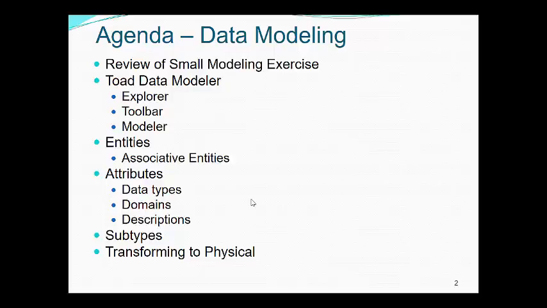We'll look at Toad Data Modeler and the components of it, the main ones being the Explorer, the Toolbar, and the Modeler. We'll look at concepts of entities as they apply to Toad, associative entities, attributes, including data types, domains, and descriptions, and we'll look at subtypes and what happens when you transform to physical.